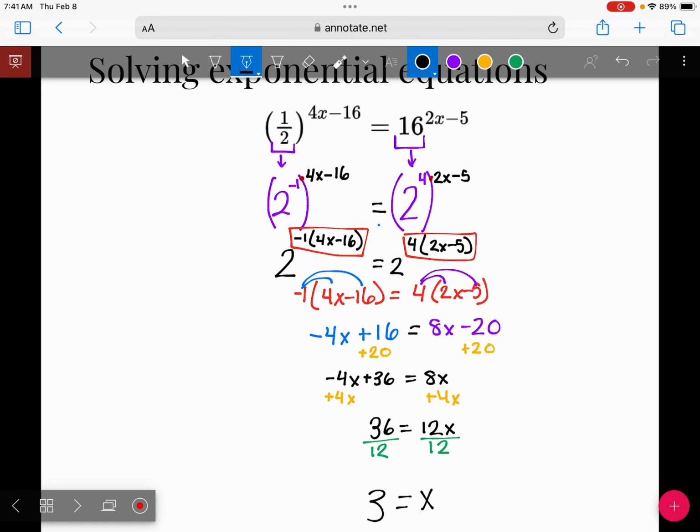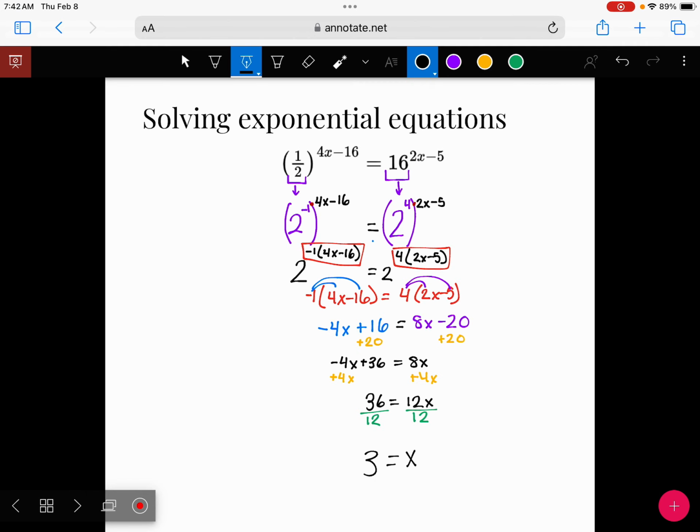Okay, so your whole goal with these is to make your bases be the same so that you can get them out of the exponents anyway, because the exponent part is kind of gross. So the whole goal is to make your bases match so we can play with the exponents on their own.